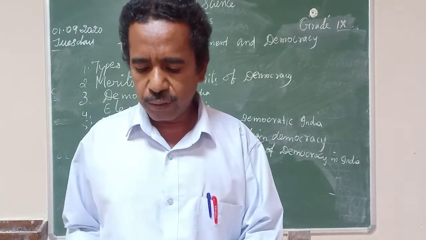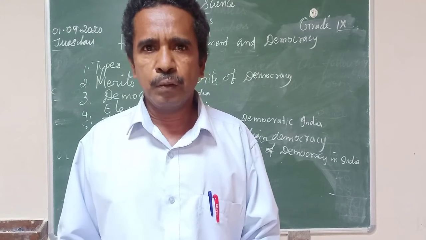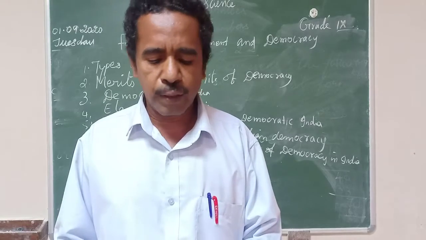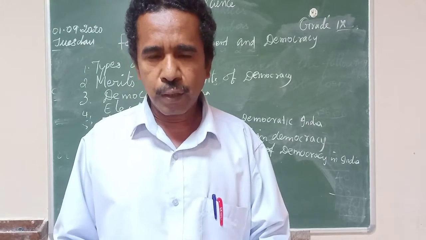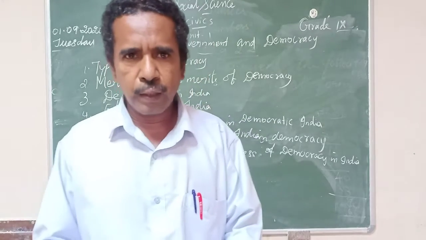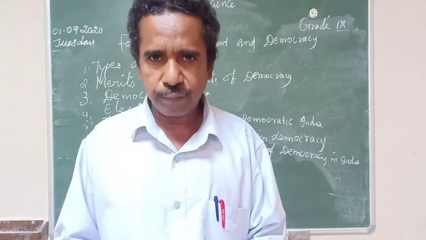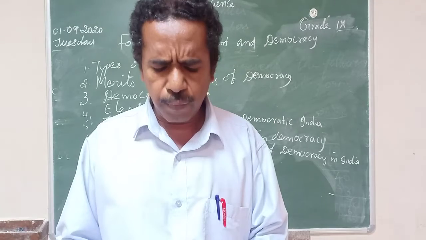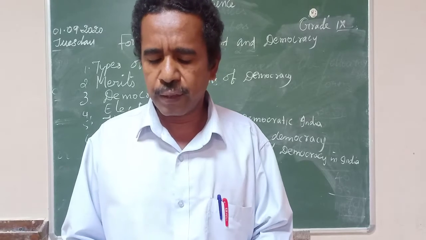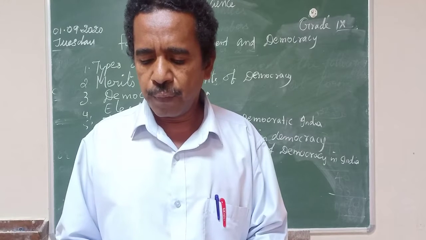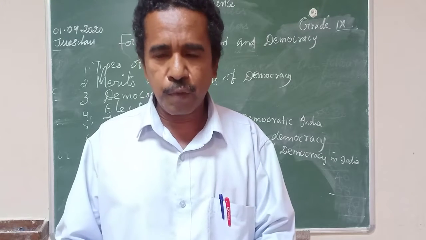Now we are going to see the rest of the lesson. Start from the types of democracy. There are two types of democracy, that is direct democracy and indirect democracy. Here, the examples given for direct democracy are ancient Greek city-states and Switzerland. Then indirect or representative democracy. For that also examples are given: the prevailing system of democracy in India, USA and UK. These are the countries given as examples for indirect democracy or representative democracy.